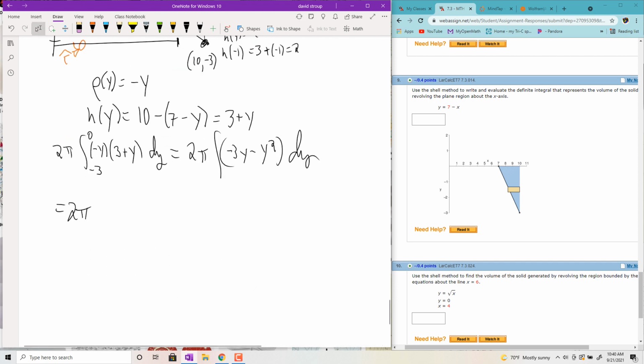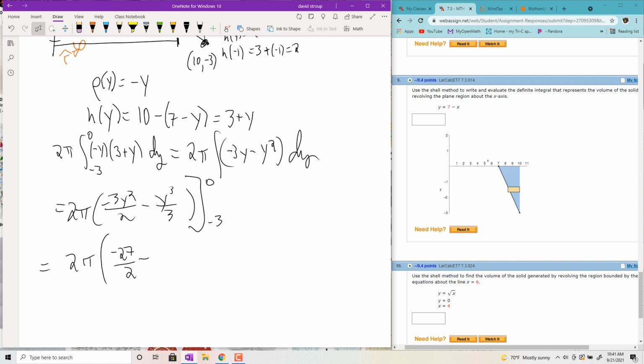So it's 2 pi times -3y squared over 2 minus y cubed over 3, from -3 to 0. So that would be 2 pi times -3 squared is 9, so -27 halves plus then 27 thirds. Common denominator. Ooh, I don't like that. It's going to be negative then. Well, odds are you can just make it positive and it'll work for you. Did I put in -3? Yeah.